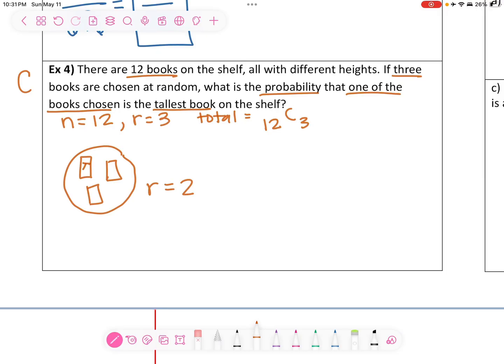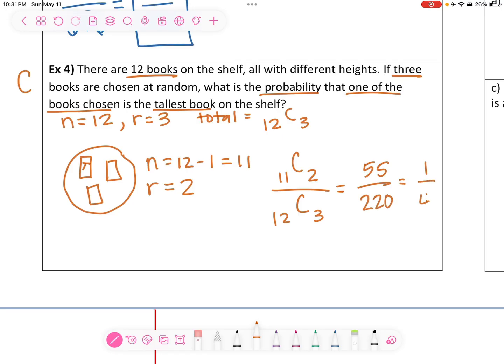But if we have to ignore that tallest book, then our N is not 12 anymore. We have to take one away. It is now 11. Okay, so for the numerator, we're going to have 11 combination 2. Okay, and for our denominator, for the total, it's going to be 12 combination 3. So again, if we know one of them is the tallest, we have to ignore that book, which not only takes our total down to 11, but then it means we're only choosing the other 2, and that's going to be our R. All right, so now put these in your calculator, and you will get that 11C2 is 55, and that 12C3 is 220. If you simplify that, you do get 1 over 4. Okay, you get 1 over 4.